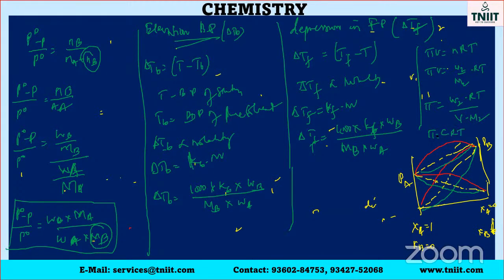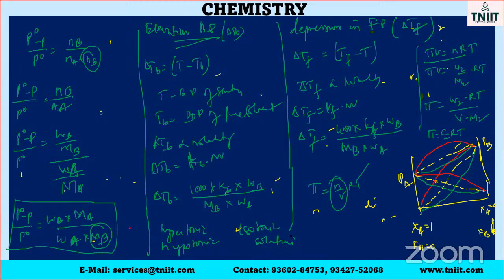C is concentration, because if we write pi is equal to n by V into RT, this n by V is nothing but concentration. So pi is equal to C into RT. These are the formulas which you're supposed to know in order to work out some of the problems in the chapter solutions. And you should know what is reverse osmosis, and what are hypertonic, hypotonic and isotonic solutions, with examples. This is with respect to the chapter solutions.